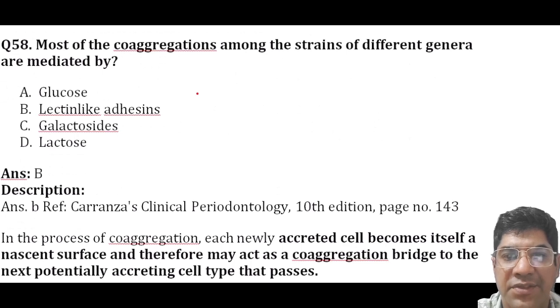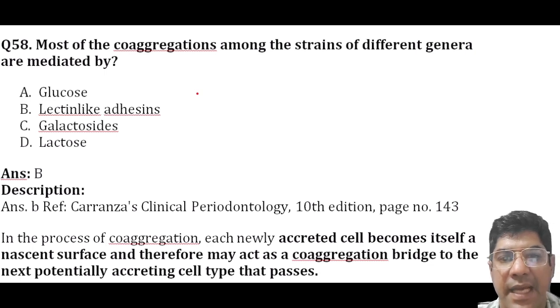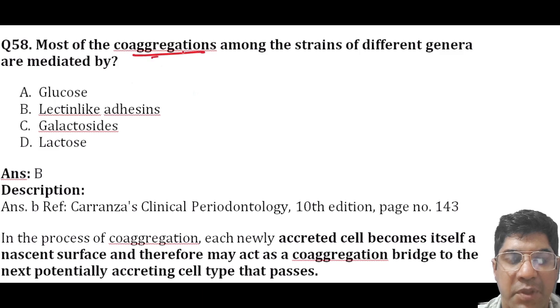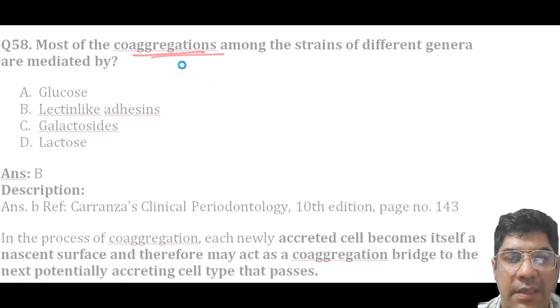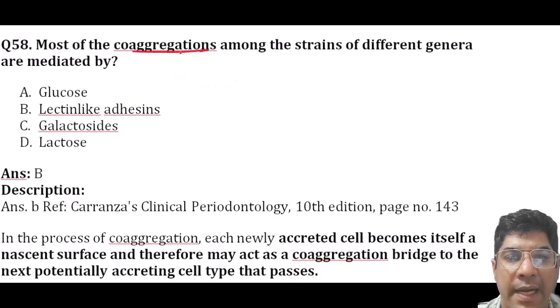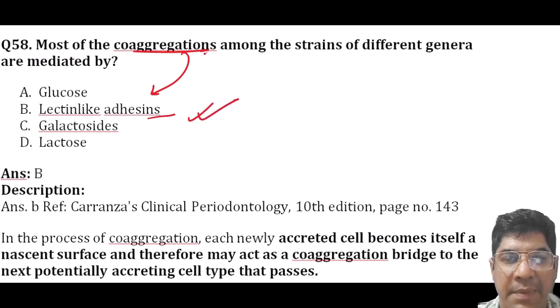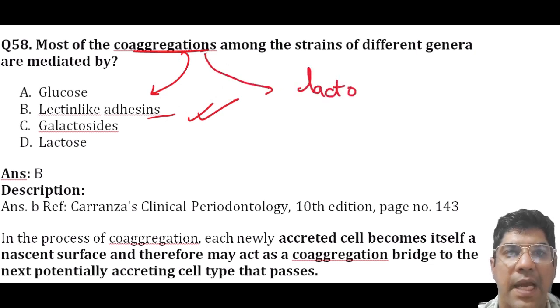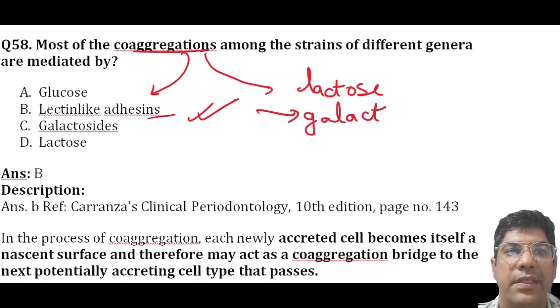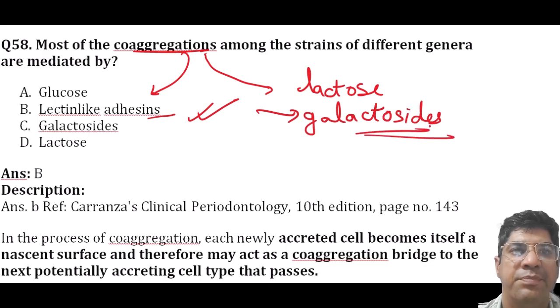Most co-aggregation among strains of different genera is mediated by lectin-like adhesins, which play a significant role. These adhesins are responsible for mediating the interaction and adhesion between different strains of microorganisms. So co-aggregation is a process in which different types of microorganisms come together and adhere to each other, and lectin-like adhesins are the key factor. Co-aggregation can be inhibited by substances like lactose and galactosides. So the answer is B.